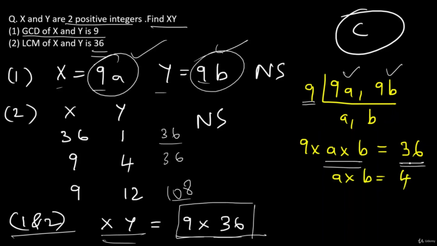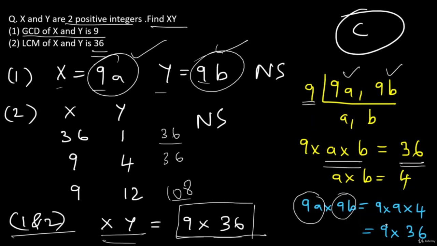Now if you multiply the left hand side and the right hand side with 9 into 9, you get 9a into 9b is equal to 9 into 9 into 4. And 9 into 4 over here is 36. So you can see that the product of the two numbers is equal to the HCF into the LCM. So this is the property that we have used over here. If you know this property, you can do this question even faster.